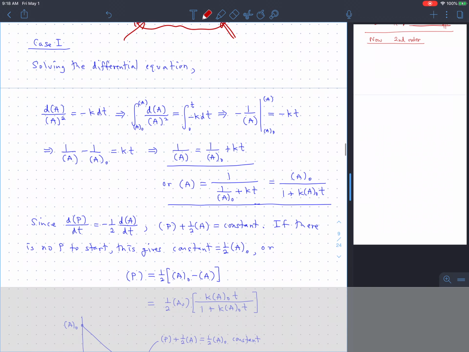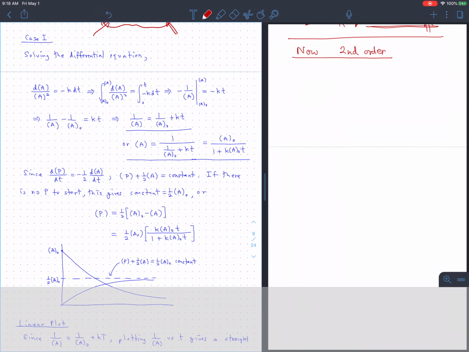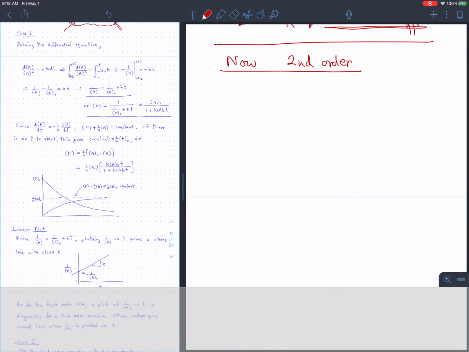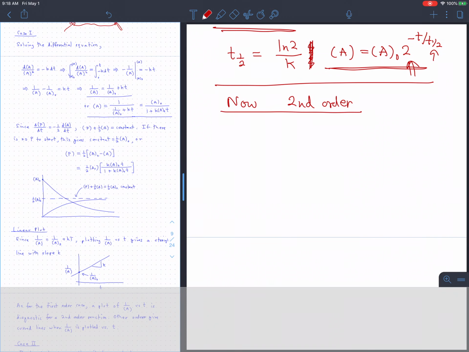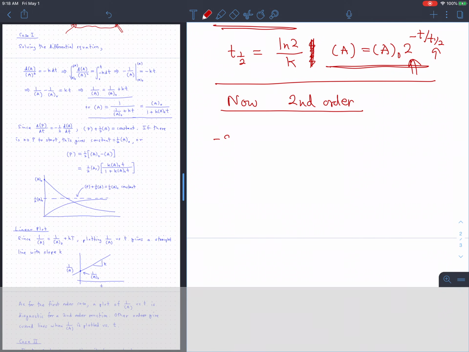All right, now I'm going to switch back and we'll do some actual details here. For the second order case then, we have the following. We have minus dA dt is equal to k times A squared. That's the rate equation proper. But then we also have this relationship, minus dA dt is equal to plus dP dt.